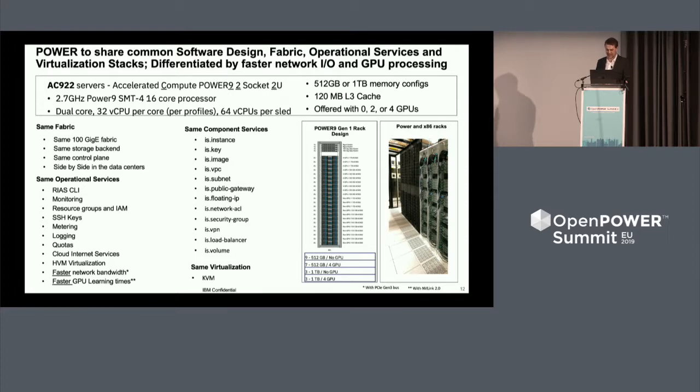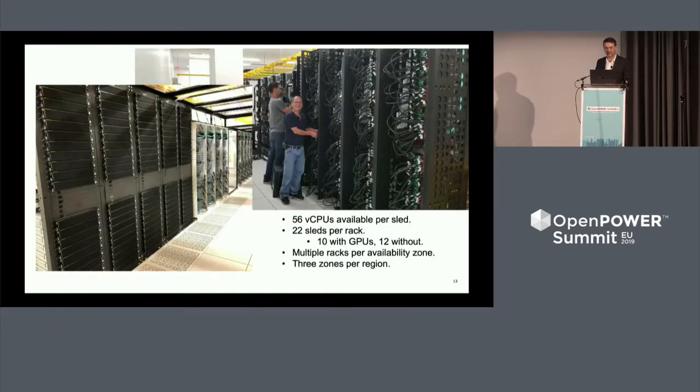On the right, you'll see a picture. I think I have this might be better here. In the data center itself, you can see they're wiring up the racks for power, and then on the left-hand side, they have the covers on, and they're standing a little bit taller than the x86 ones there down the hall next to them. So there's 22 sleds per rack, and 10 have GPUs, 12 without. That's the kind of configuration that we have today.